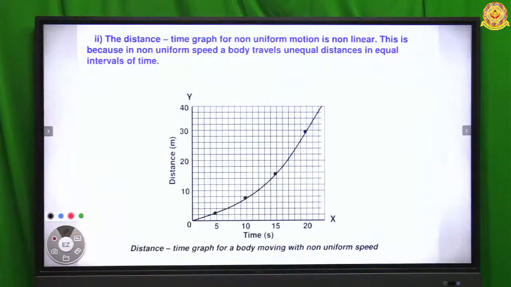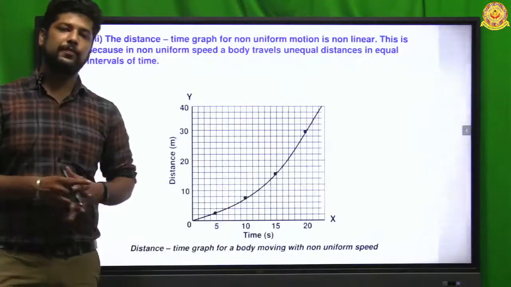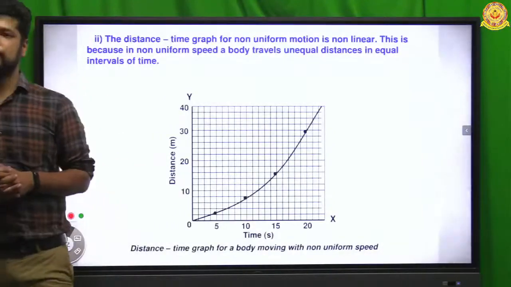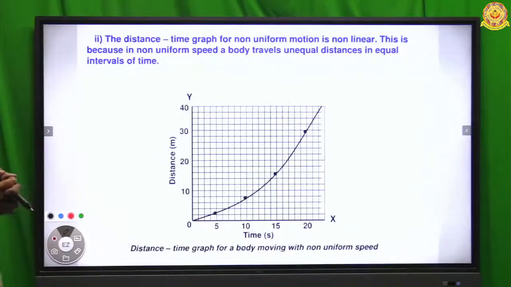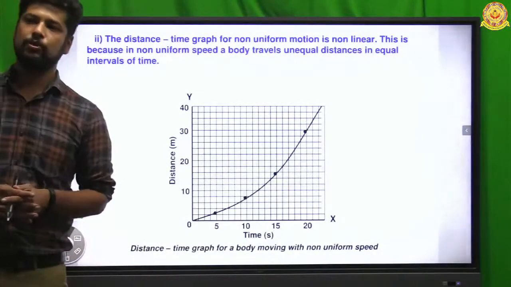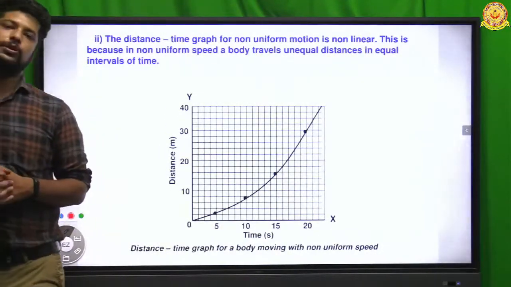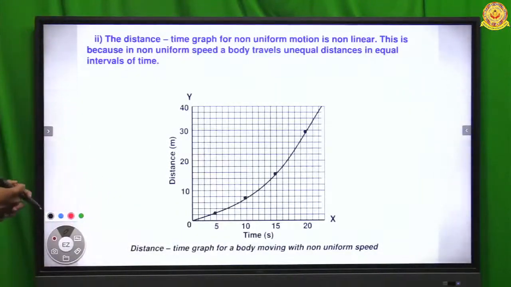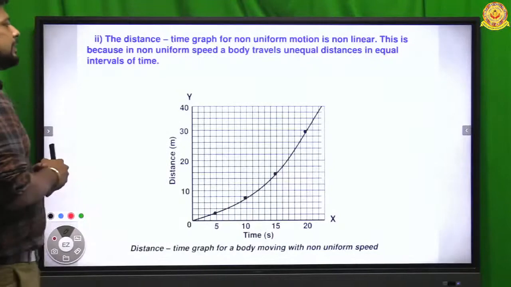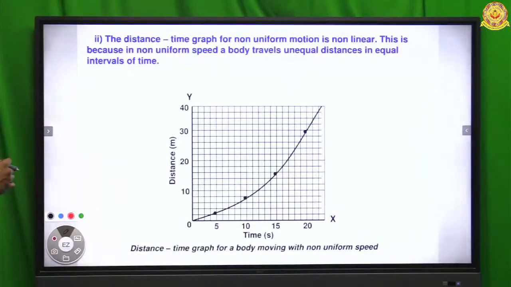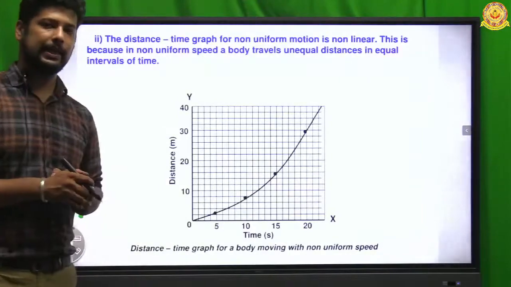The previous graph which we have seen is of the uniform speed. For uniform speed we always get a straight line, but for a non-uniform motion we are not getting a straight line. We are getting this type of graph. The distance time graph for non-uniform motion is non-linear. Non-linear means that the graph is not a straight line.